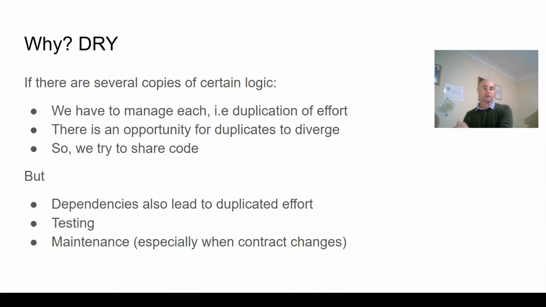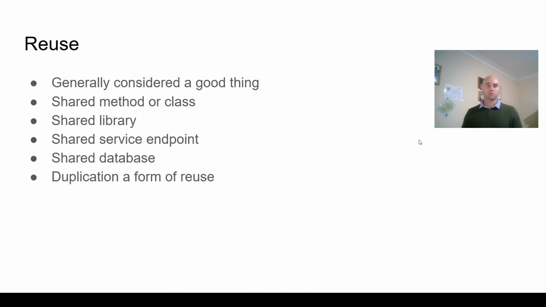But there is a side effect of sharing your code, and that is dependencies. And dependencies also lead to repeated effort. Partly because you need to test things again, potentially. Or if you don't test things, then maybe you create bugs. And in some cases, you'll need to maintain the other places, particularly if you change the contract or the signature. So what does reuse look like?